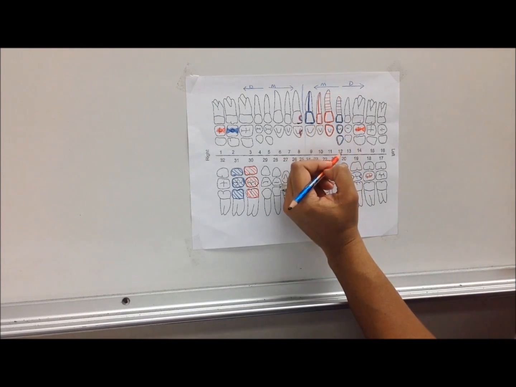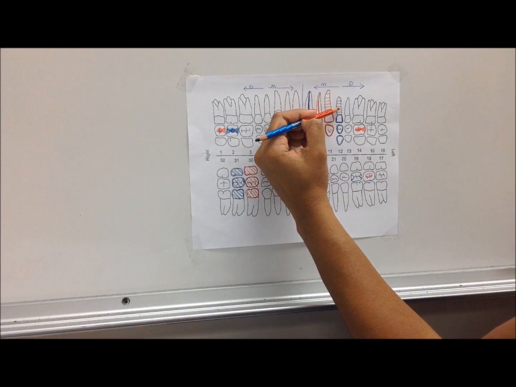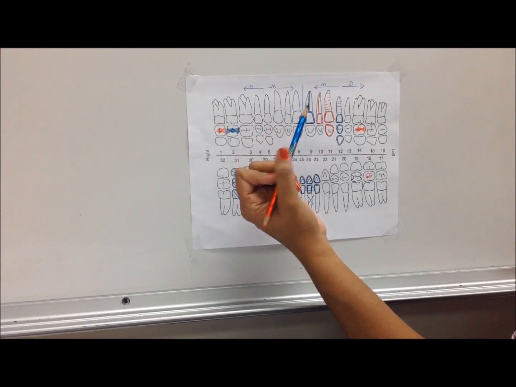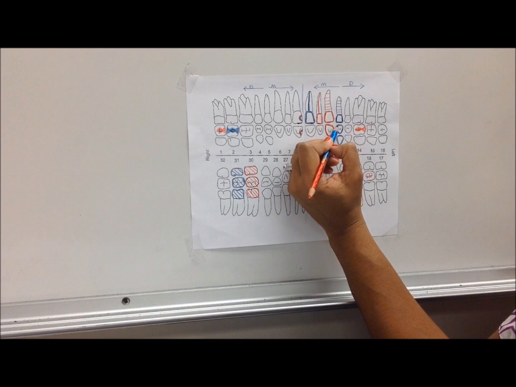And then on tooth number 12, there is an existing implant on 12, and we have an existing porcelain crown. And so to chart an existing porcelain crown, you just use your blue outline, your blue pencil to outline your tooth.